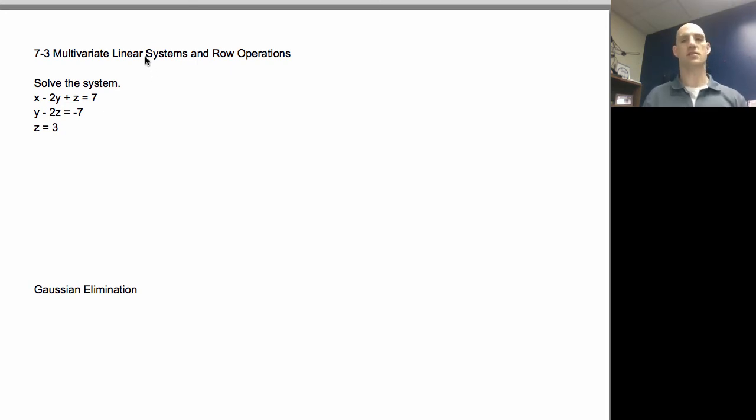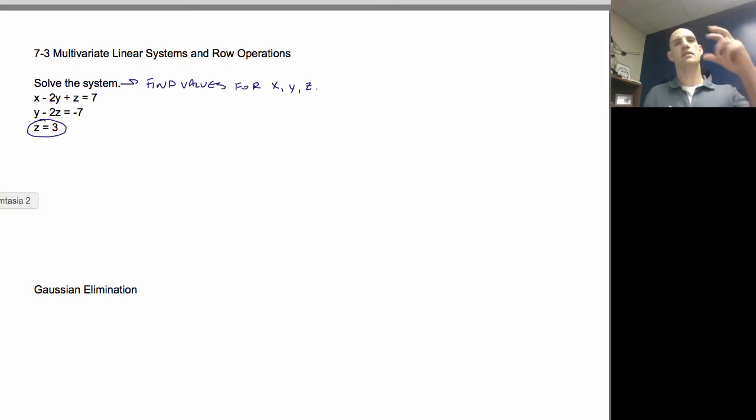Solving a system means finding the values for all the variables. So solve the system. Find values, and in this case it's x, y, and z. Conveniently, check out what we've got here. We already have z equals 3. This example is going to lead us into our next examples. What we're going to do is a process. Because we have this, we can put it back in. We're going to use back substitution.